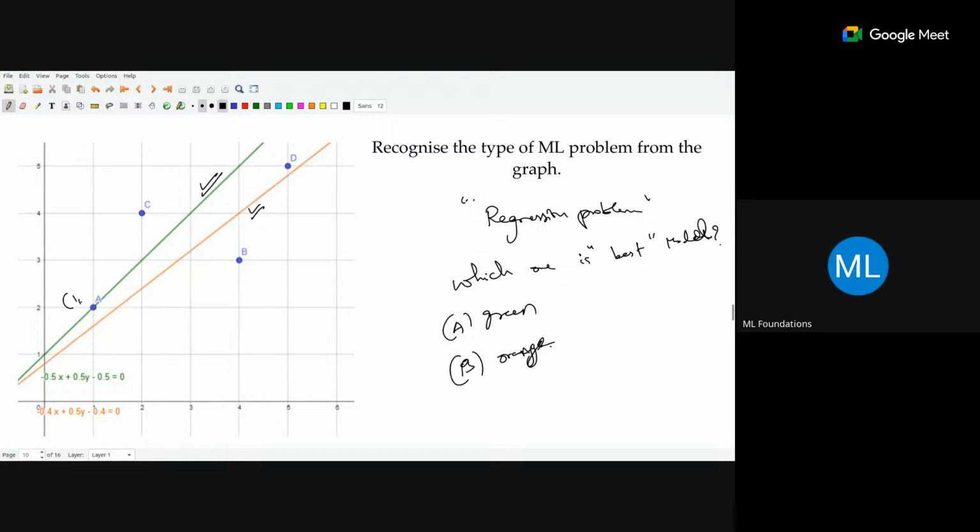So this is 1 comma 2, this is 2 comma 4, this is 4 comma 3, and this is 5 comma 5. Once you have the data points with you and you have 2 different lines, what is the loss function for a regression problem? You just have to compare the losses. Which one is the better? In order to judge which one is better, just compute the loss for the green line and the loss for the orange line. The model which has less loss is the better model.